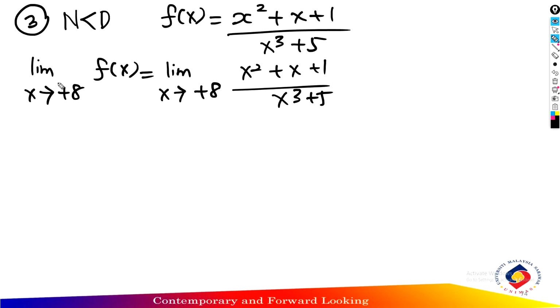Okay, find the limit of f(x) as x approaches positive infinity, which equals the limit of (x squared plus x plus 1) over (x cubed plus 5) as x approaches positive infinity. First you check the highest power of the numerator. The highest power of the numerator here equals 2, and the highest degree of the denominator here equals 3. So the powers here are 2 and 3, so you compare, and then write down the limits.